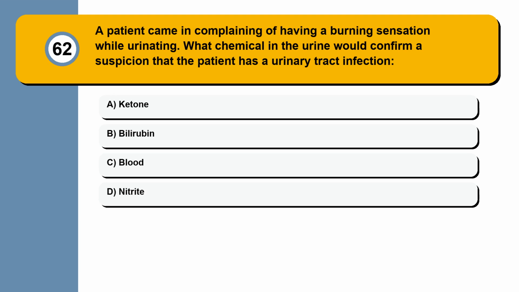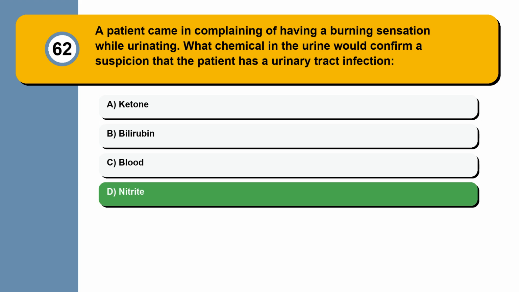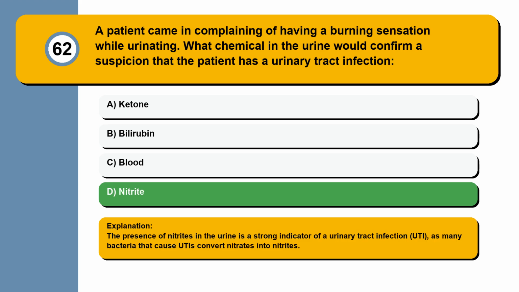Question 62. A patient came in complaining of having a burning sensation while urinating. What chemical in the urine would confirm a suspicion that the patient has a urinary tract infection? Here are your options. Option A, ketone. Option B, bilirubin. Option C, blood. Option D, nitrite. The correct answer is option D, nitrite. Explanation. The presence of nitrites in the urine is a strong indicator of a urinary tract infection, UTI, as many bacteria that cause UTIs convert nitrates into nitrites.